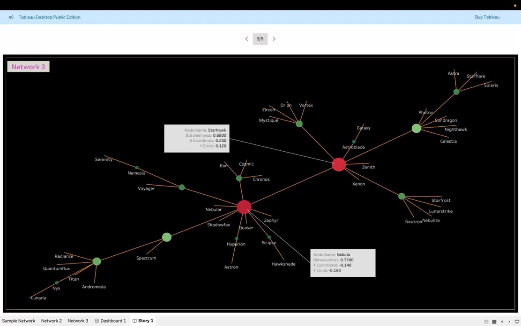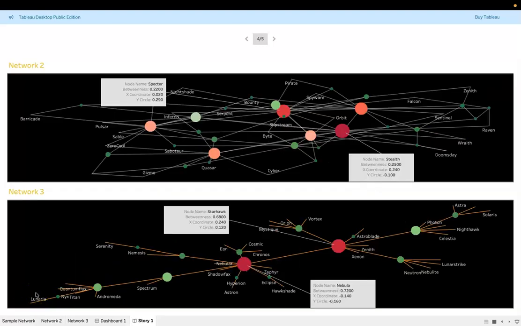For this client, I recommend urgent steps. Introduce redundant paths around Nebula and Starhawk. Segment the network to limit lateral movement if malware enters, and strengthen security controls on the central hubs since they represent the greatest risk.